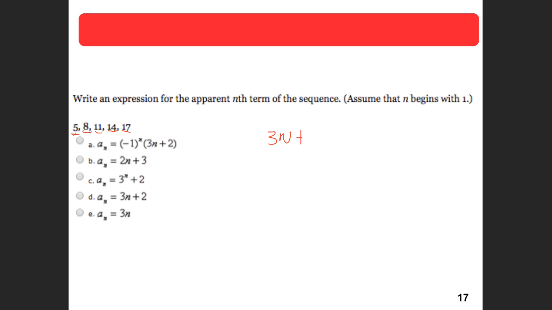So what if I put 2 in here? Does that work? Assume n begins with 1. So if I put 1 in here, 3 times 1 is 3, plus 2, that gives me my first term. If I put 2 in here, 3 times 2 is 6, plus 2 is 8. That seems to work. I've got 3n plus 2. Yay. All right.